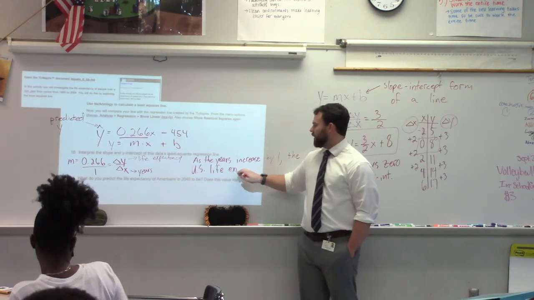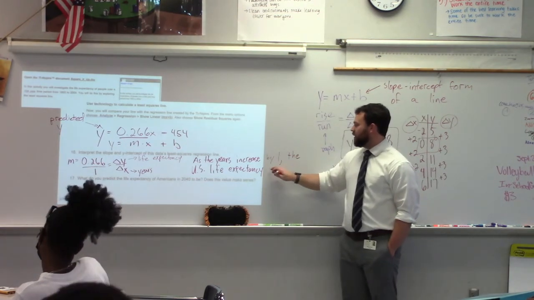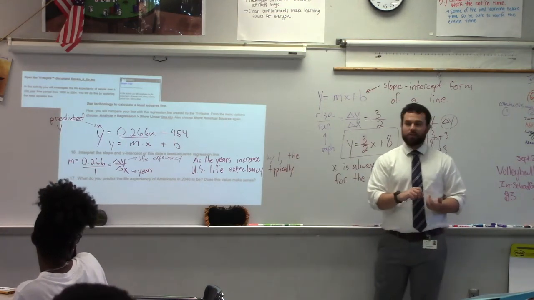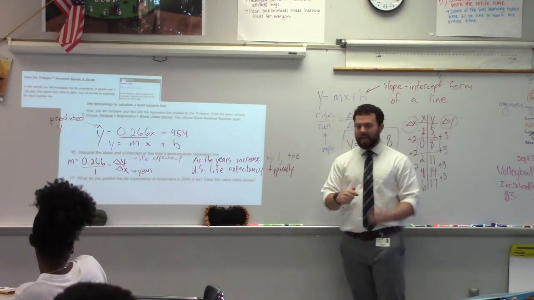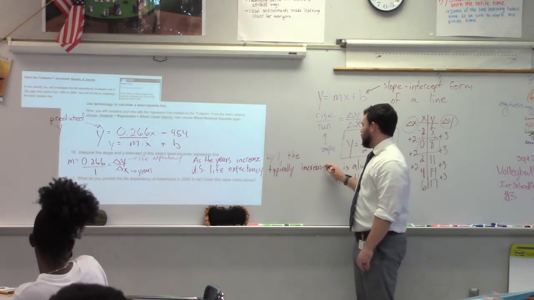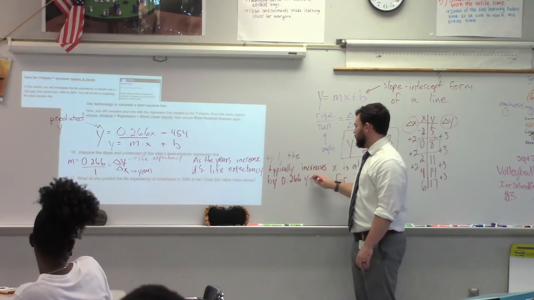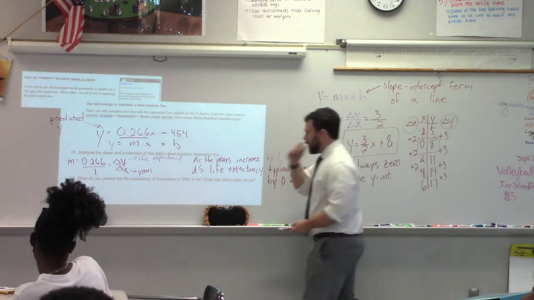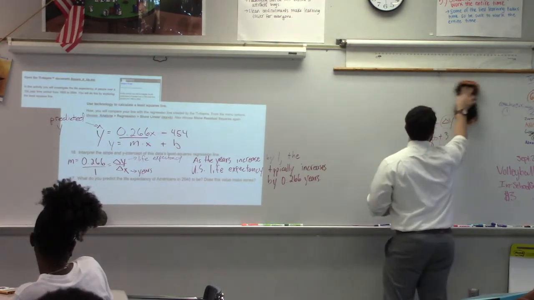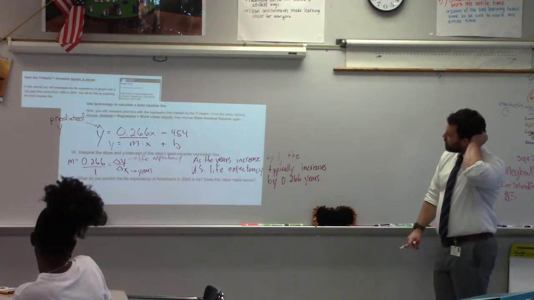We're recapping what we ended on. The U.S. life expectancy typically, now why again are we using the idea of typically? Because we're not sure. It's a prediction, right? It's not exact. So the U.S. life expectancy typically increases by 0.266 years. Okay? So that's how we interpret the slope in context. I'm going to get some more practice with that today.